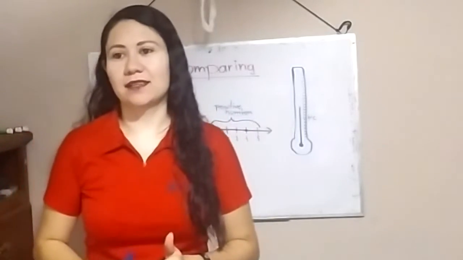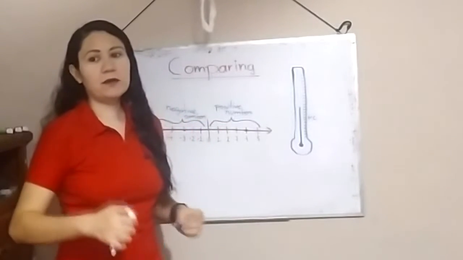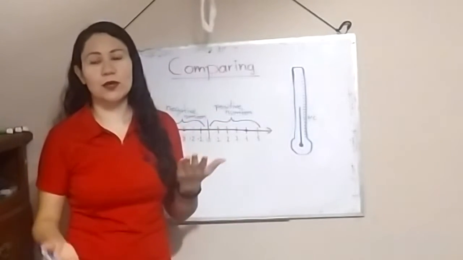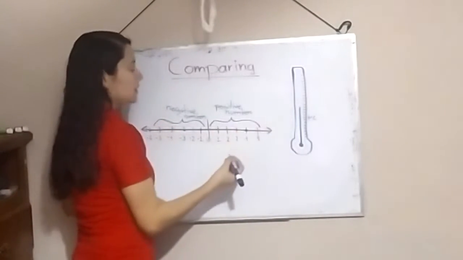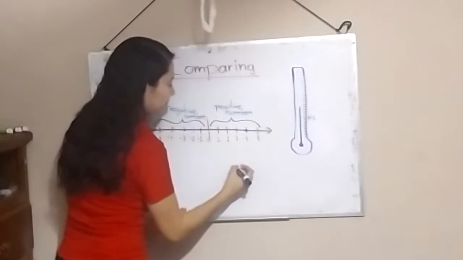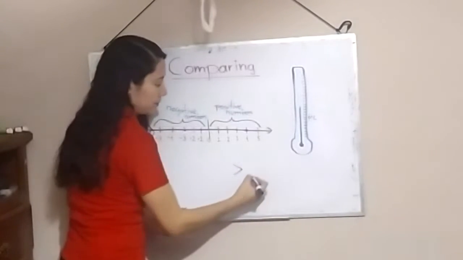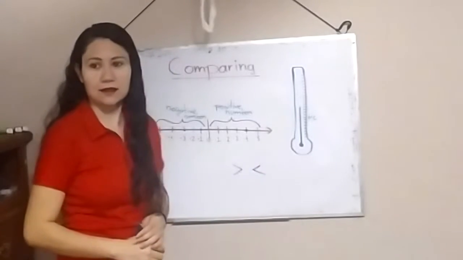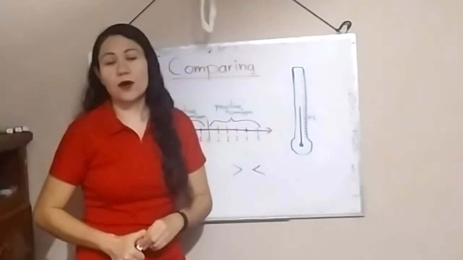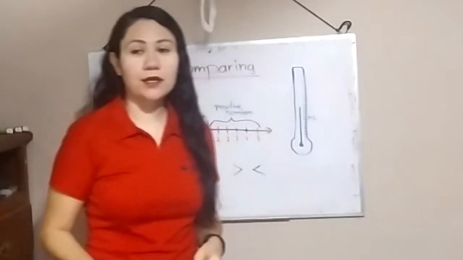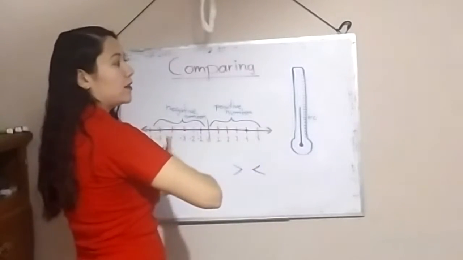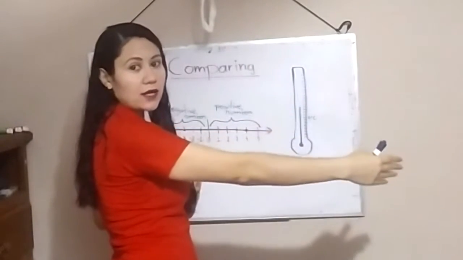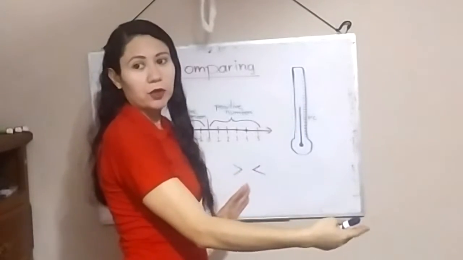Now, comparing, as our title says. Comparing is, as you may remember, telling which number is greater than another. And for that, we are going to be using the signs that you already know. Greater than or less than. Now, how do we know when a number is greater? Because it is to the right in the number line. The number that is most to the right is the greater number.